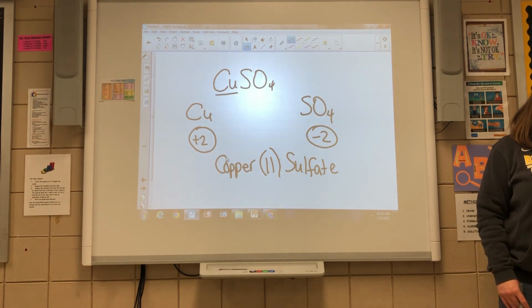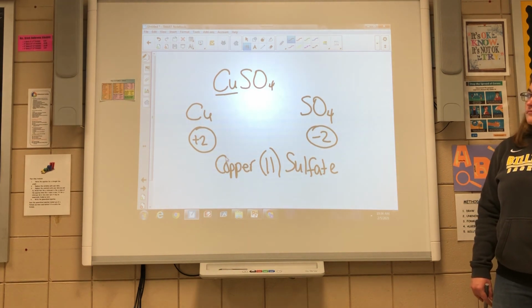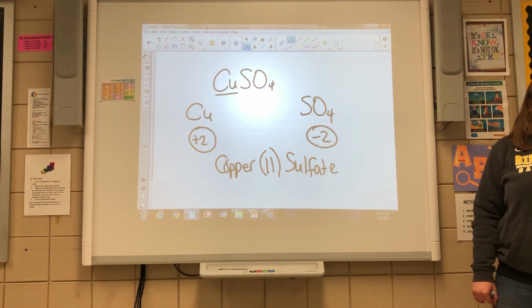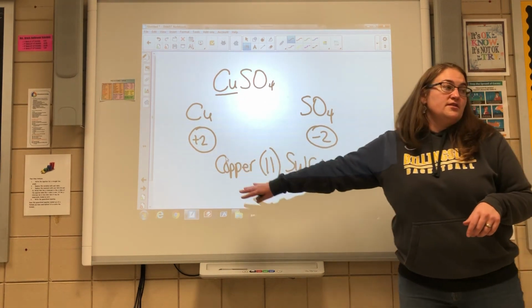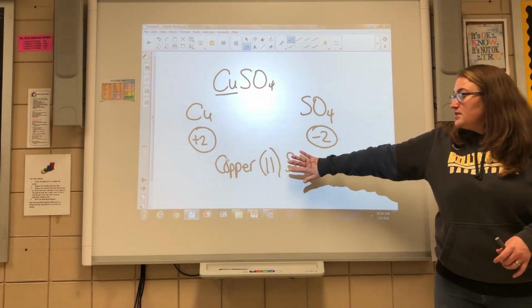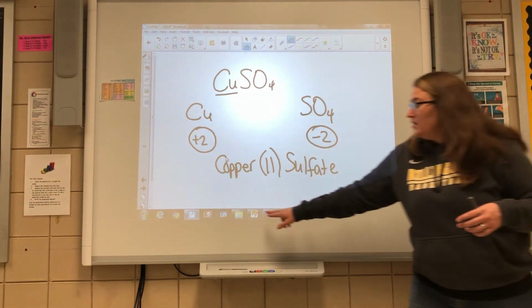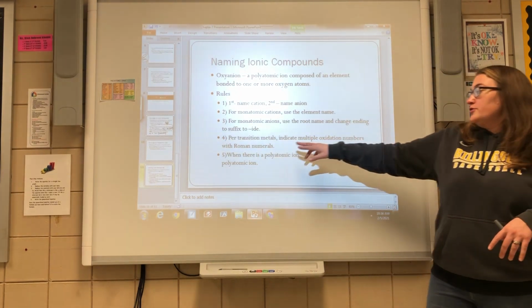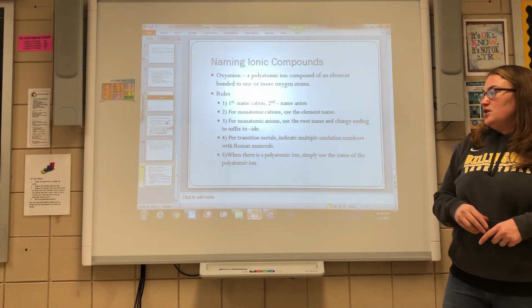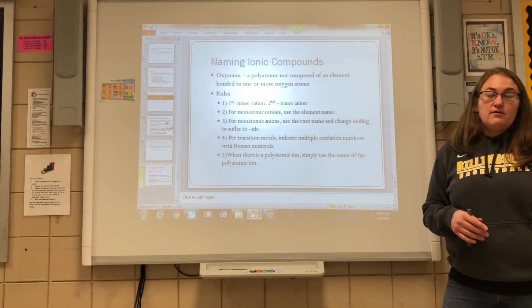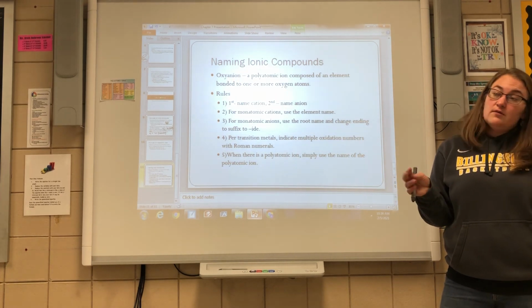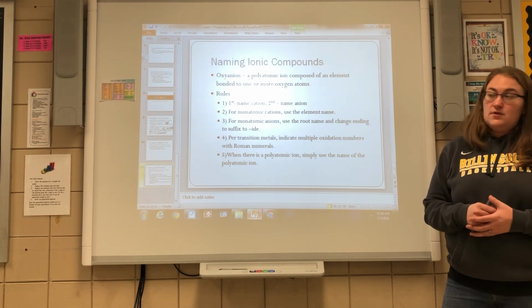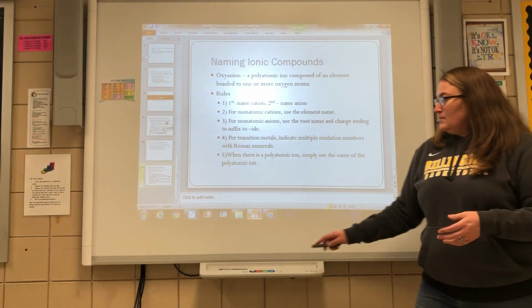Does that make sense? It takes some practice. Any questions? No? Yes. Was that for the transition metal? Yes, copper's a transition metal. So this is only for the transition metals, and from your notes, if you look at your notes, that's covering rule number 4. Per transition metals indicate multiple oxidation numbers with Roman numerals. Because you might have iron that has a +3 charge, or you might have iron that has a +2, but you really don't know until you look at what it's bonded with. Okay? All right.